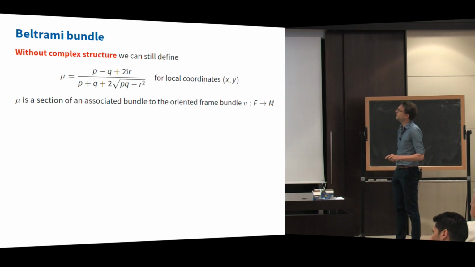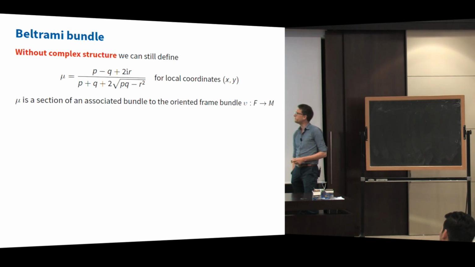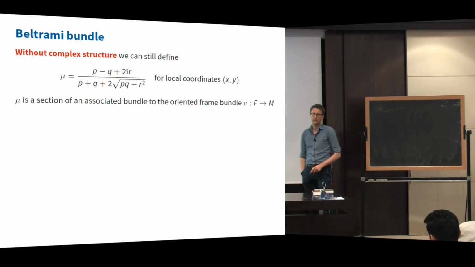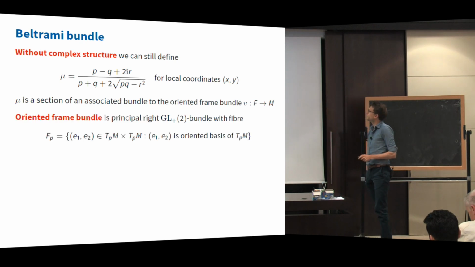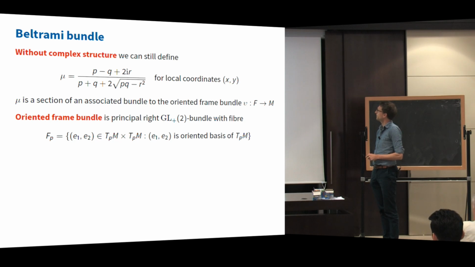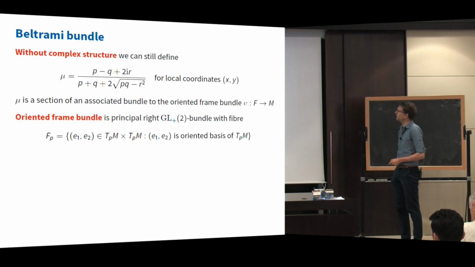The goal will be to think of mu as a section of an associated bundle to the oriented frame bundle of my surface. So I have an oriented surface. I look at its oriented frame bundle, which is just the principal right GL+2 fiber bundle whose fiber consists of the oriented bases of some tangent plane. So this is a nice fiber bundle.